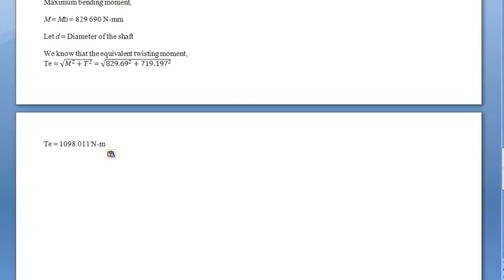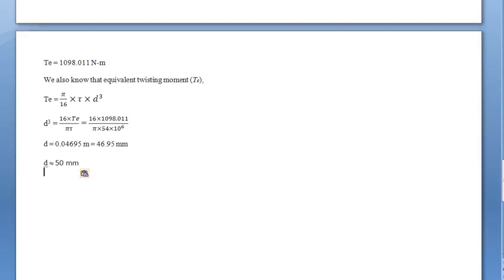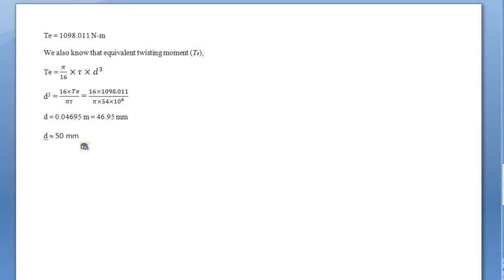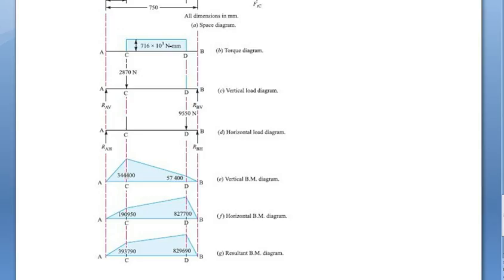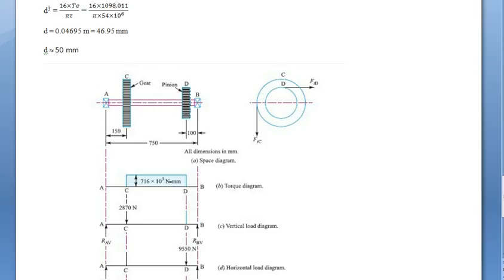Now let D be the diameter of the shaft. The equivalent twisting moment TE equals the square root of M squared plus T squared, so we obtain TE equals 1098.011 Newton meter. Now this equivalent twisting moment is given by pi by 16 tau D cubed. From this we will obtain the diameter, which equals 50 mm. So hence this is the answer. We have solved the numerical. Now look at the diagram shown below.